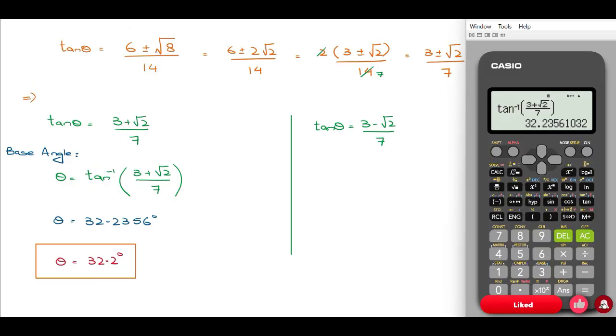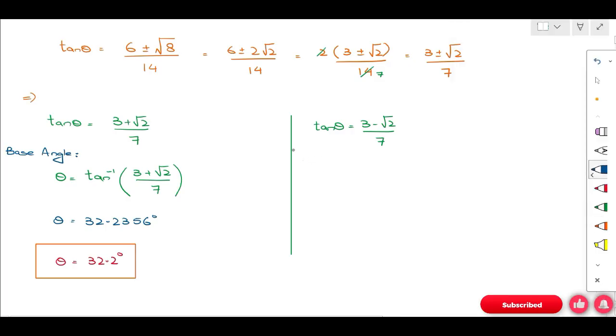Wait a second. If we do with negative here, this is also positive, right? Okay, so we can easily get the base angle, because for the base angle we only consider the positive of that angle. So when you do 3 minus root 2 over 7, the answer is also positive, 0.22654 and so on. So it is also positive. So let me solve for the base angle again.